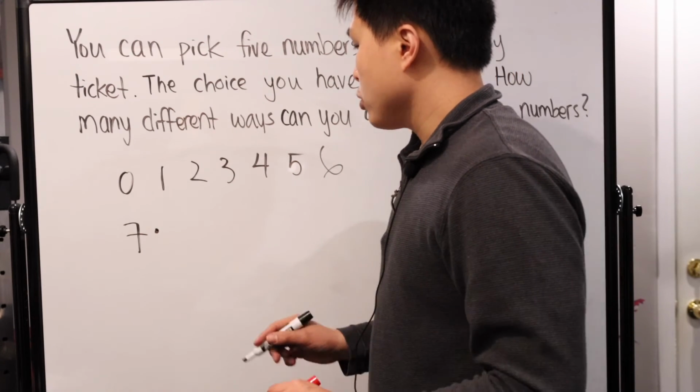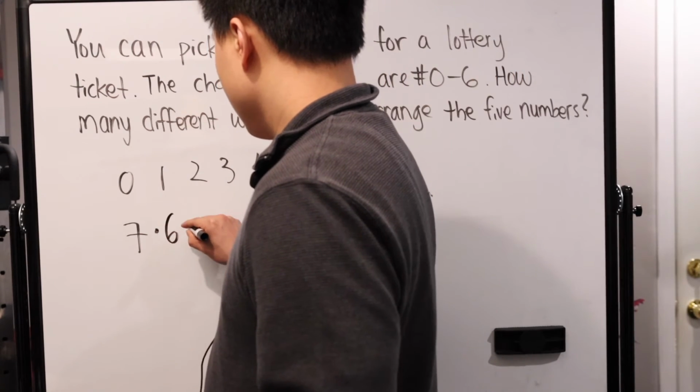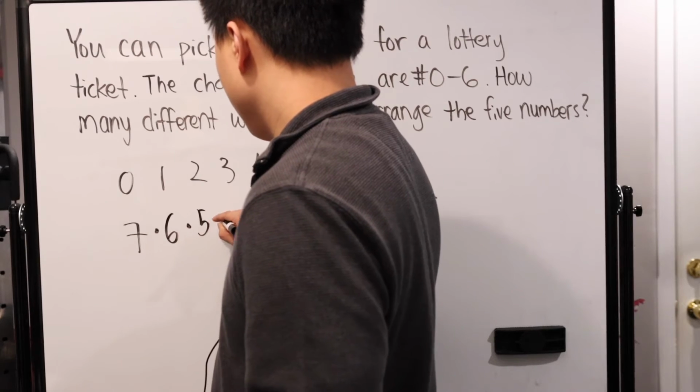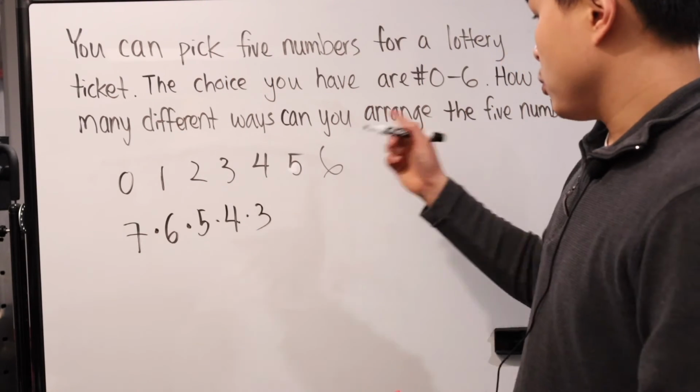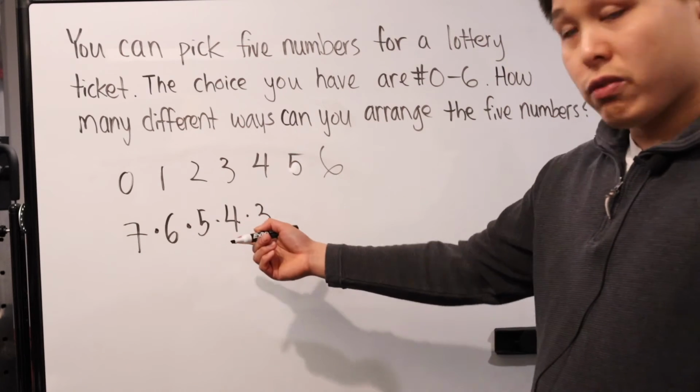So the next number you have 6 possible options, then you have 5, then you have 4, then you have 3. And then if you compute it, that's all the possible different ways you can rearrange the number. I think that's fairly simple.